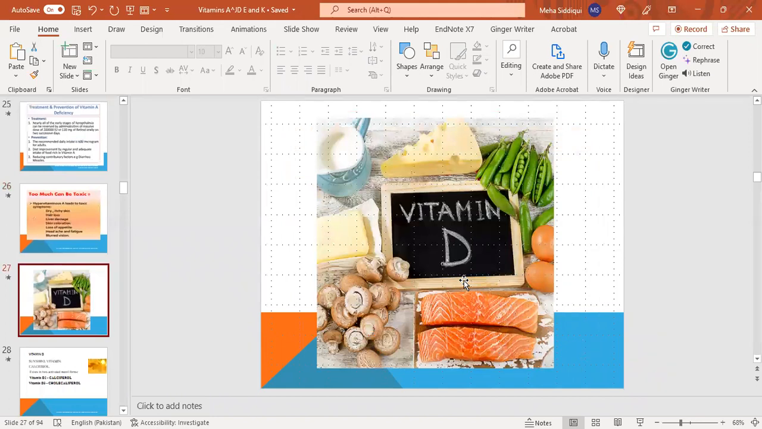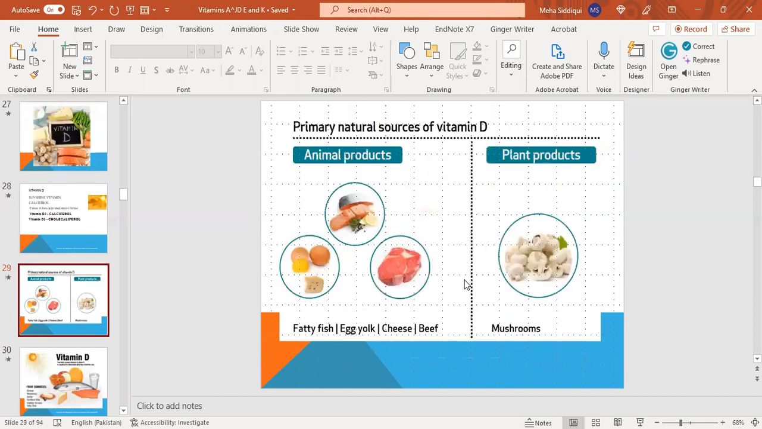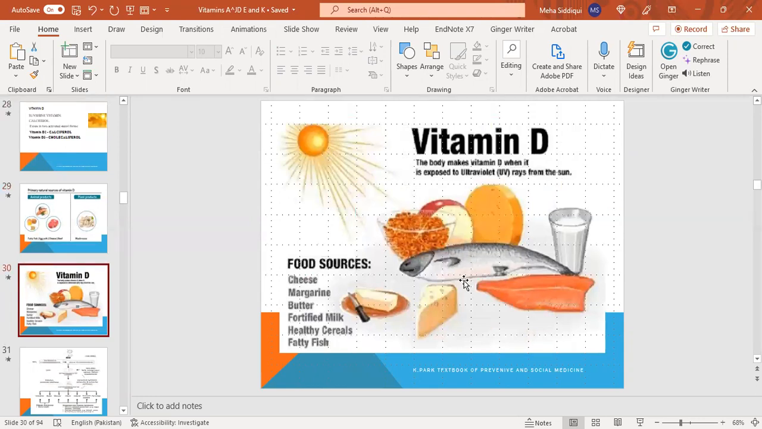And moving on to vitamin D. It is a sunshine vitamin, also known as calcitriol. It exists in two activated sterol forms, vitamin D2, which is also called ergocalciferol, and vitamin D3, which is called cholecalciferol. The primary natural sources of vitamin D from animal sources are fatty fish, egg yolk, cheese, beef, and from plant sources, mushrooms.